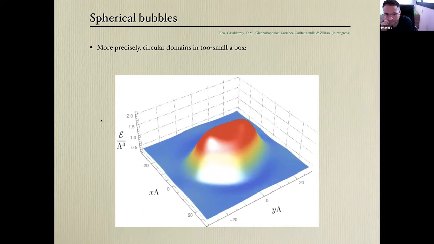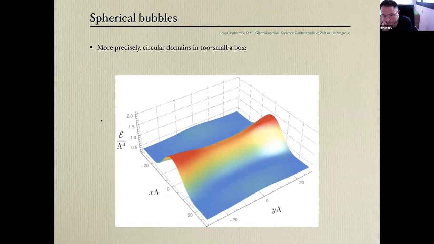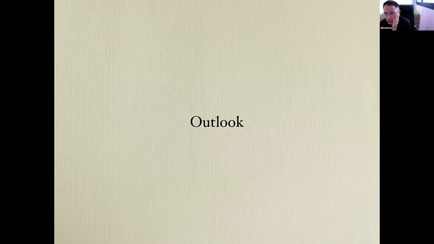And here's where they reach the end of the box, and then everything that follows is a finite box effect. This is just to show you that we are going beyond the planar approximation, and hopefully soon we'll have more results. So any questions?